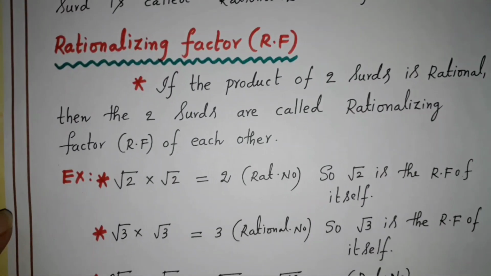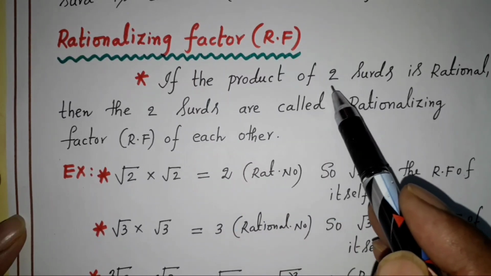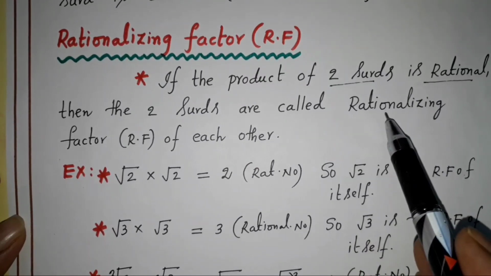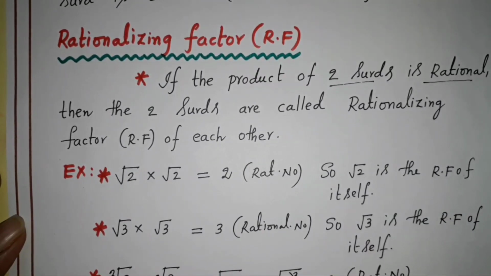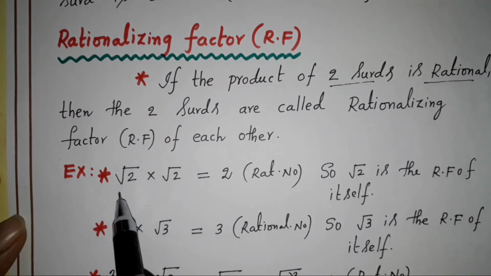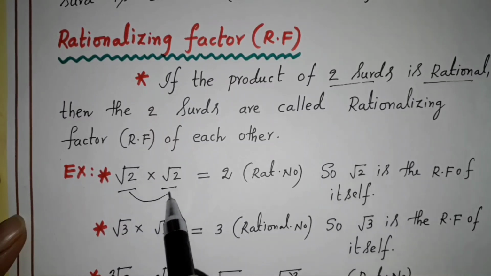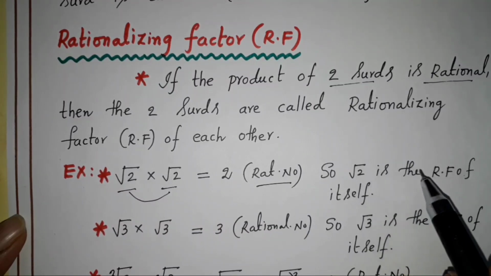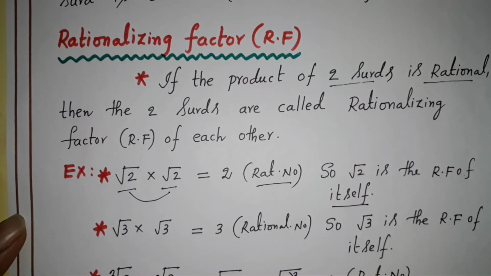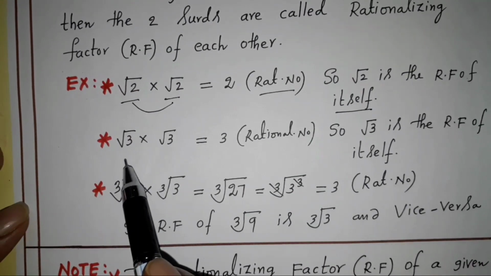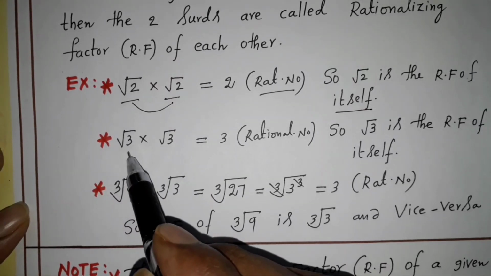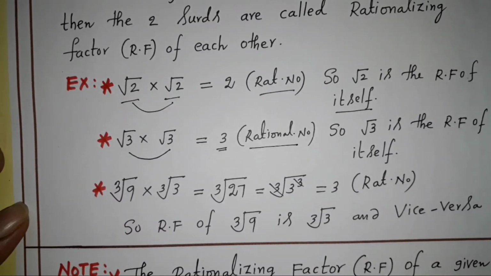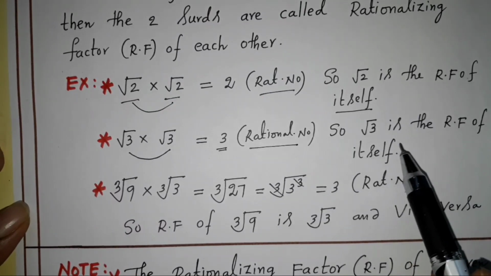What is a rationalizing factor? If the product of two surds is rational, then the two surds are called rationalizing factors of each other. For example, you take two surds, root 2 and root 2. If you multiply them, you will get 2, which is a rational number. So, root 2 is the rationalizing factor of itself. In the same way, you take root 3. Root 3 into root 3. If you multiply root 3 into root 3, you will get 3, which is a rational number.